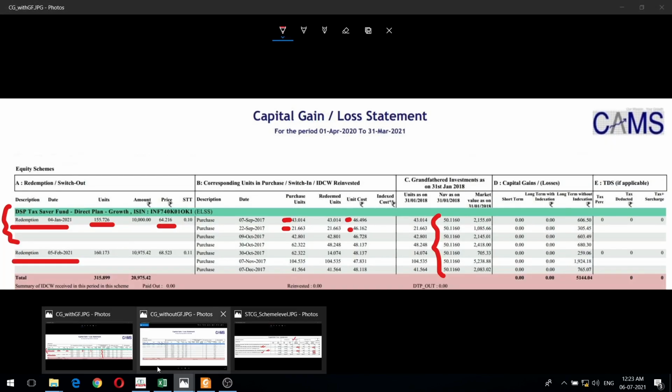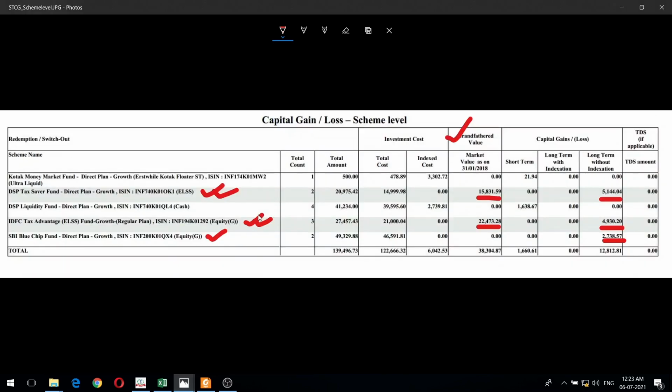We have another scheme where we also have a grandfather value, IDFC Tax Advantage. And here I see there are three transactions, so you have to make three entries for this. Like for this DSP tax saver you made two entries, similarly for IDFC you have to make three entries. This is how we can fill the long-term capital gains where grandfather value is present.